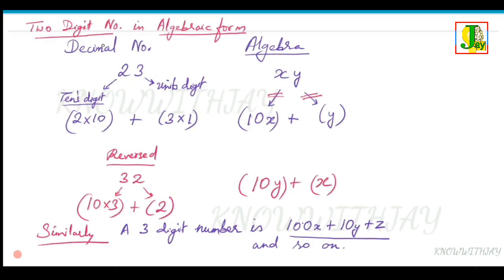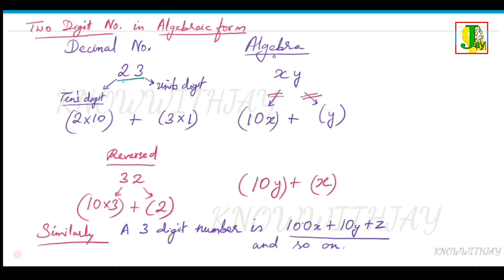In general, in decimal numbers, we write a 2-digit number. Suppose I'm taking an example, 23. If 23 is a 2-digit number, we can write the 2 digits, that's 2 and 3, side by side. It actually means 2 into 10, 20, and 3 into 1, 3. So that's the expansion form of 23.